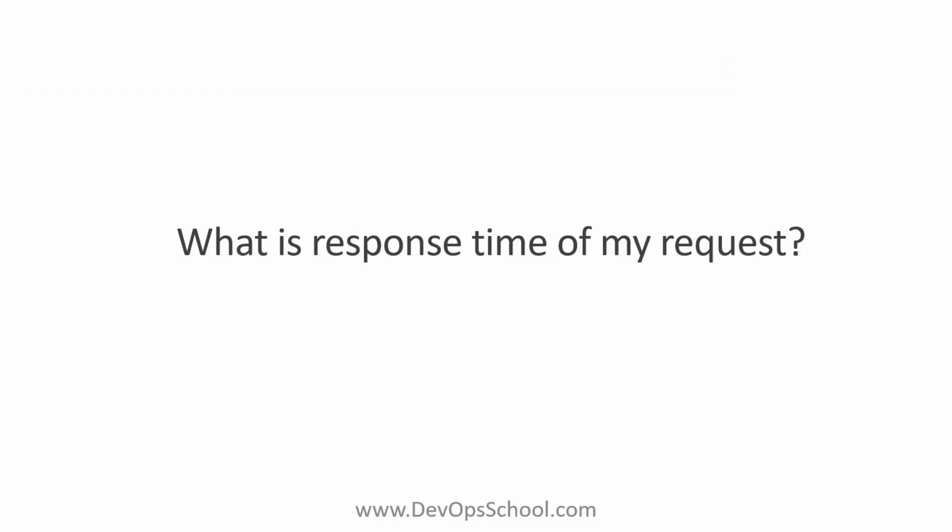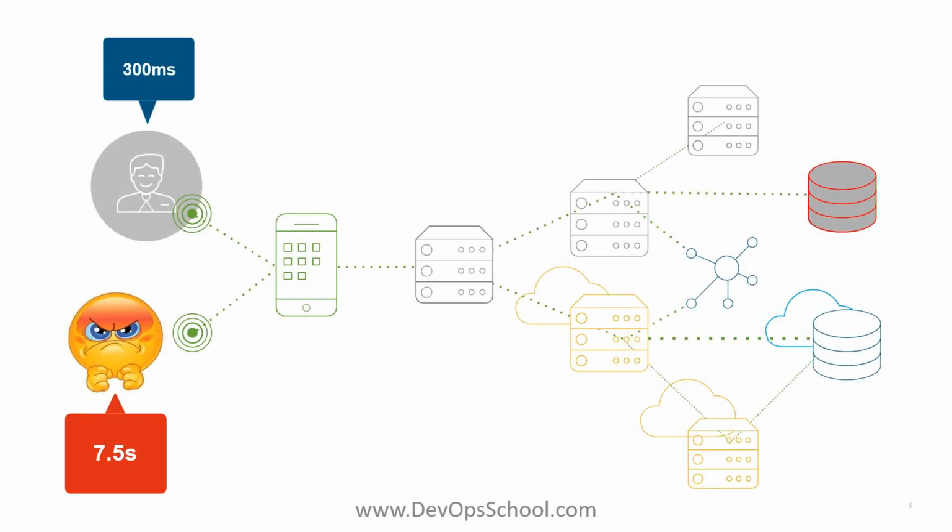So now, what is the response time of my request? You see that here, this image is very good. Here you have two users, different devices, different browsers, different data centers, different regions. They are going through the load balancer, then multiple load balancers, web server, app server, database server. One user is getting a request response time of 300 milliseconds. That is good, he's happy about it. But the other user, who is also using the same application, has a response time of 7.5 seconds, and he's very upset about it.